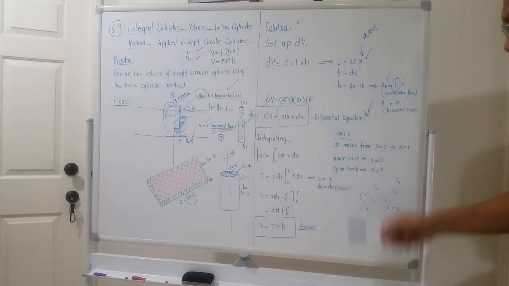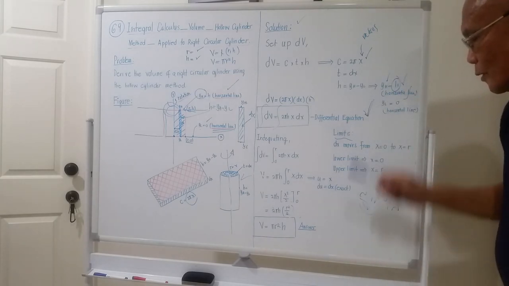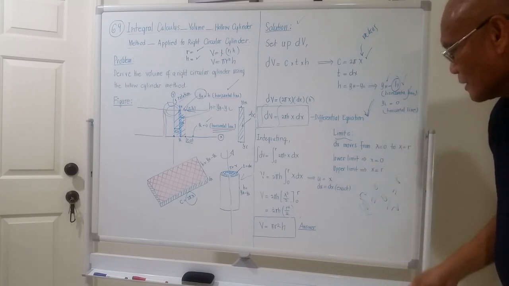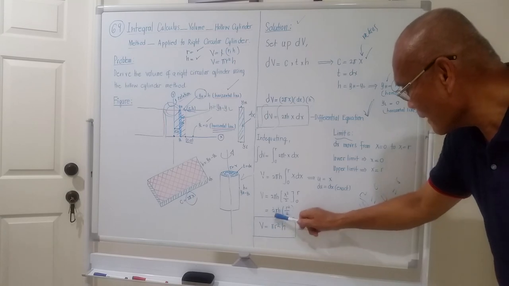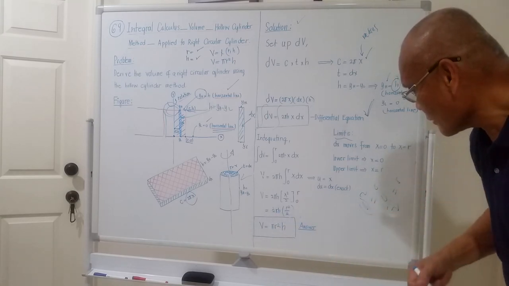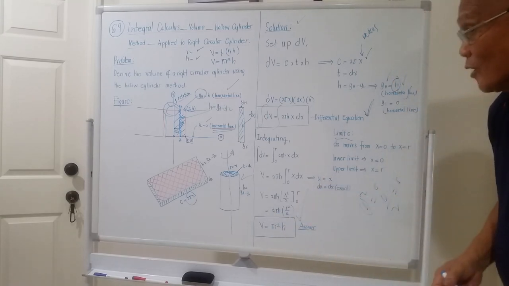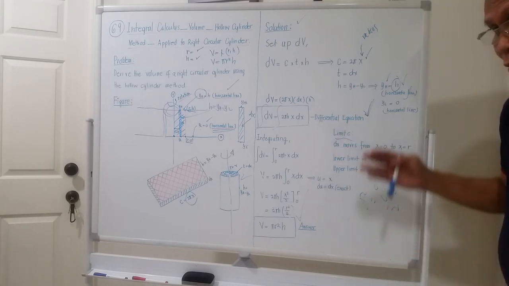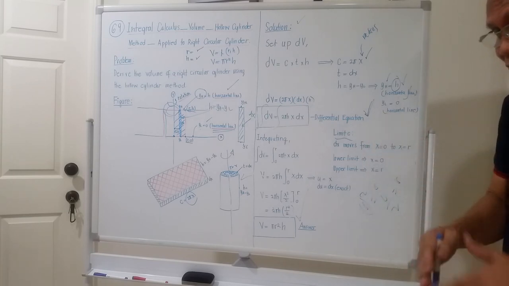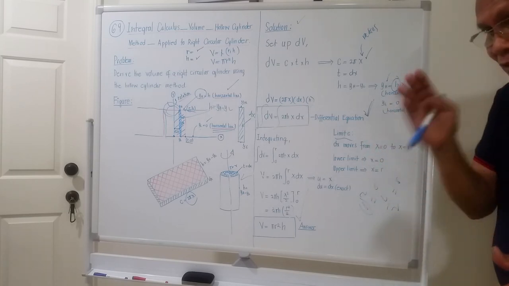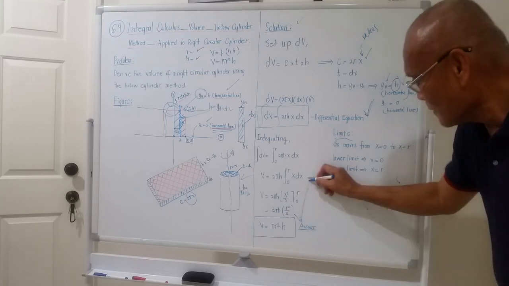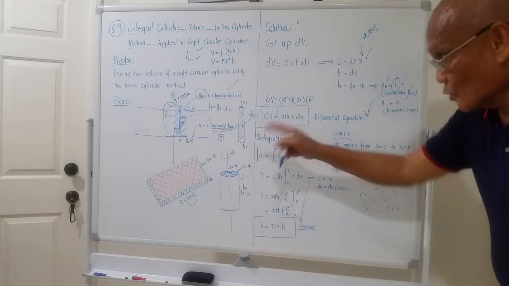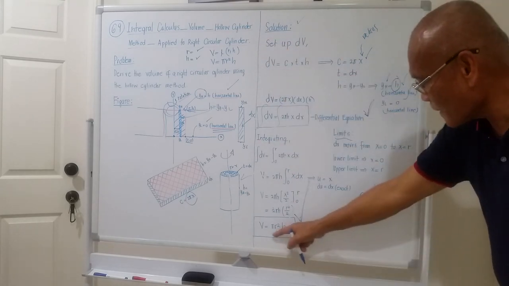So the final formula for taking the volume of a right circular cylinder as a function of radius and altitude is volume equals pi r squared times h. That's our answer. We know for a fact that the volume for a right circular cylinder is pi r squared h. Where it originated or emanates, it is derived from integral calculus. And this is the final formula. Volume for a right circular cylinder using the hollow cylinder method is pi r squared h.